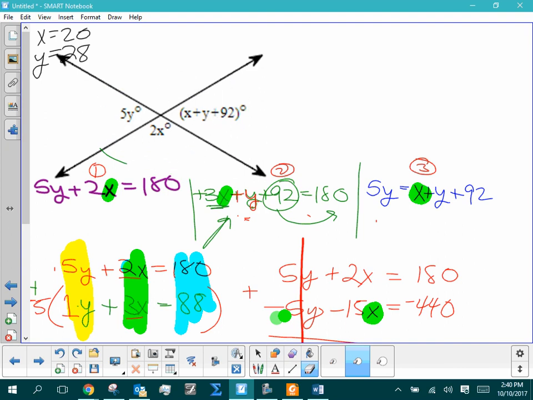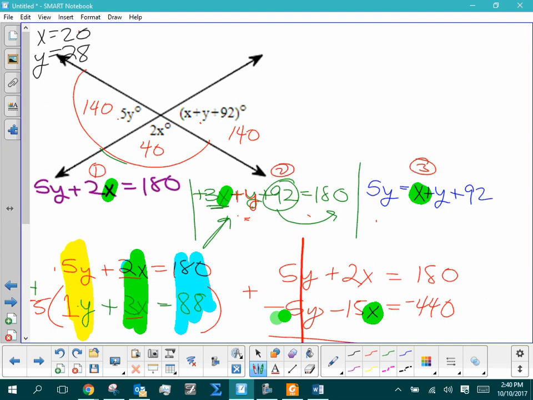original pictures. If I have 5 times y, so 5 times 28, that gives me 140. If I have 2 times 20, that gives me 40. If I have 20 plus 28, it's 48, plus 92 is 140. Are these two things still supplementary? And that's what we started off with, right? We said they had to be supplementary. That was the equation we developed. Now with those specific values of 20 and 28, we do see that relationship exists.